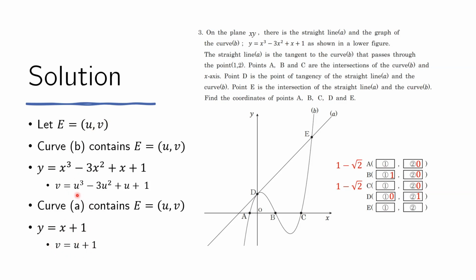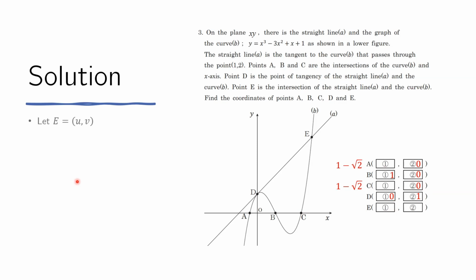So we now have two equations and two unknowns, this equation and this equation. And let us remember that we're looking for u and v. So we have to solve these two equations. So again, we let E equals u and v. And these were the equations that we got from the previous slide. If we continue solving them, what we can do now is replace this v here with u plus 1 from here. So let's do that.